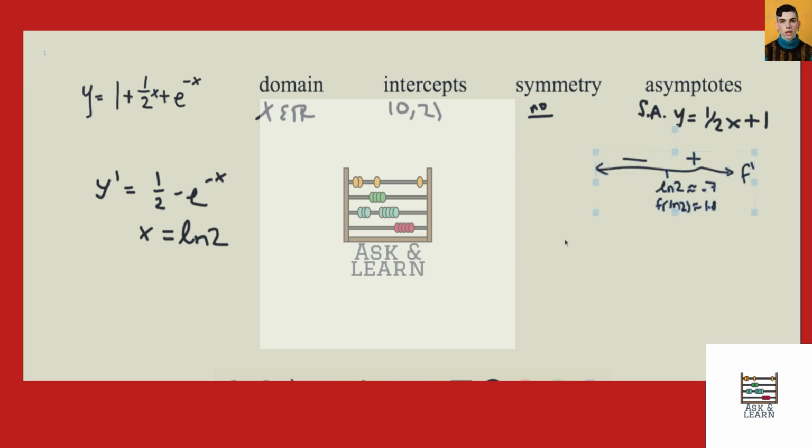And now if we want to use the second derivative test to help us, so the second derivative is y double prime. That's going to equal e to the negative x. And we know that always has to be greater than 0. It has to be positive. So it's going to be concave up on our whole domain, concave up. So that's the second derivative test. Okay, and now with this information, we can graph.